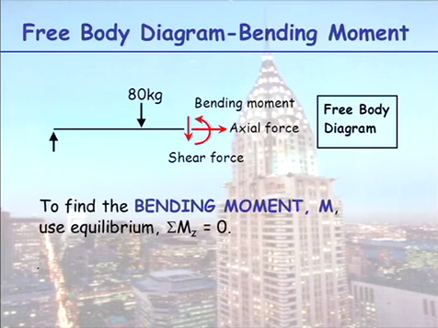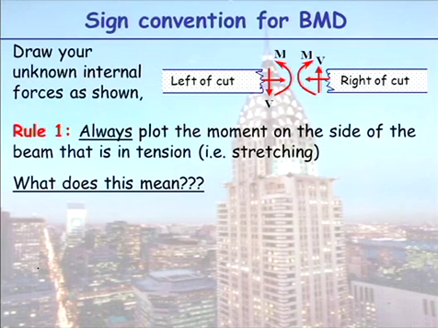So let's go back, just to simple numbers. Find the bending moment. How do we find the bending moment? We know what a positive bending moment is. We draw our cut, anti-clockwise if we consider left of the cut, clockwise if we consider right. Now here's the rule with the bending moment. Always draw your bending moment on the side of the beam in tension or stretching.